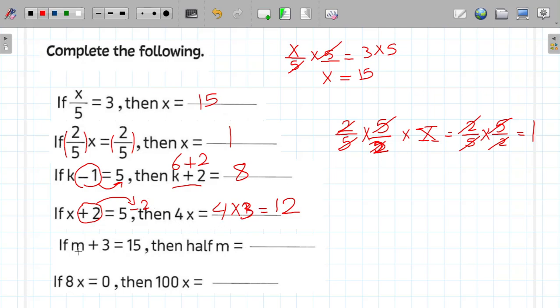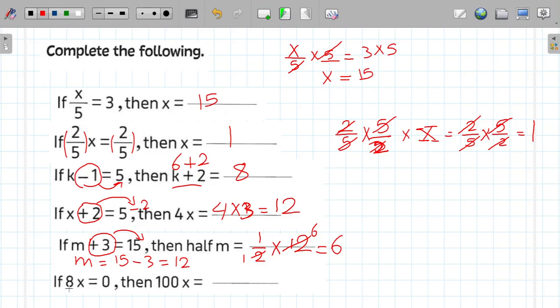Okay, next, if m plus 3 equals 15, then half of m equals what? So I can say m plus 3 equals 15. So I will send plus 3 to the other side with the inverse operation. So it will be m equals 15 minus 3. 15 minus 3 equals 12. So the value of m is 12. But I want the half of the value of m. So I can say 1 half of 12 equals what? Equals 6, because I would divide 2 and 12 by 2. It will be 1 and 6. 1 by 6 equals 6 over 1 equals 6.